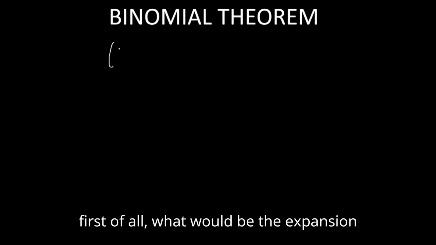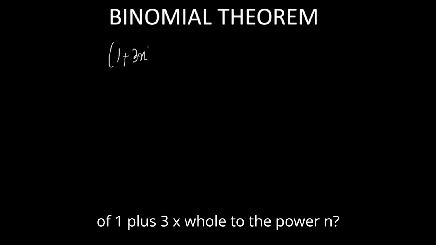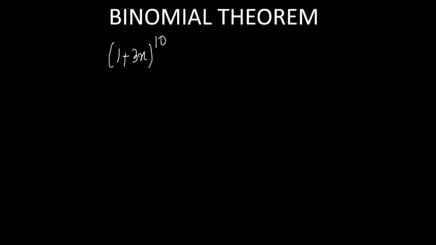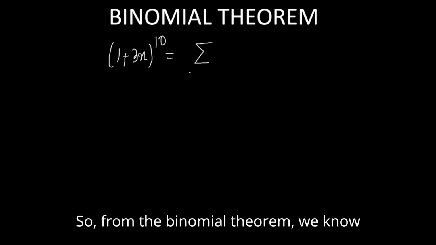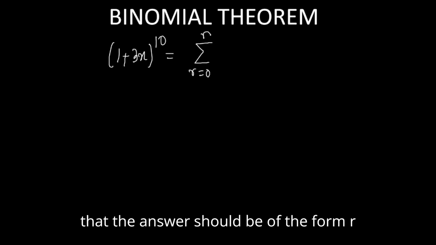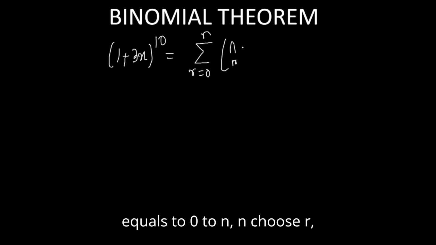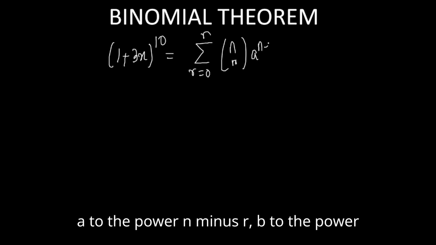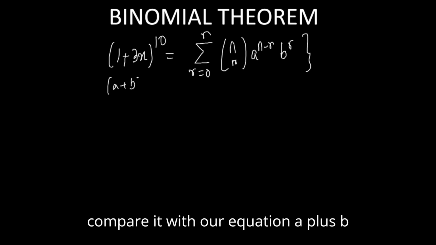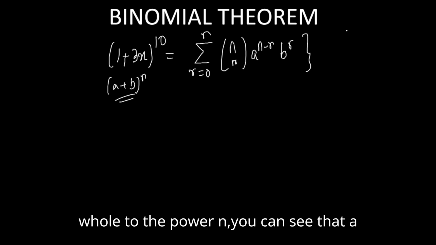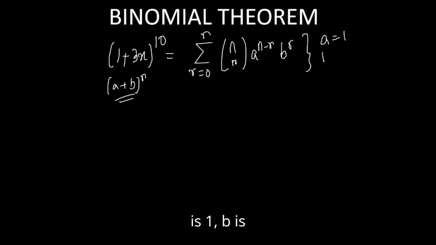First of all, what would be the expansion of (1 plus 3x) whole to the power 10? So let's start with sums of this kind. From the binomial theorem, we know that the answer should be of the form summation r equals 0 to n, n choose r, a to the power n minus r, b to the power r. Now, what are a and b here? If you compare it with our equation (a plus b) whole to the power n, you can see that a is 1, b is 3x, and n is 10.